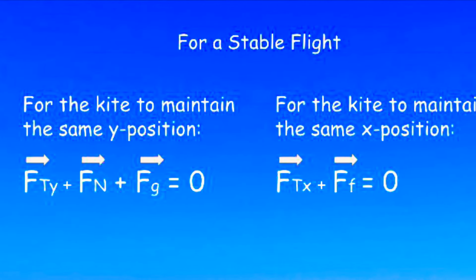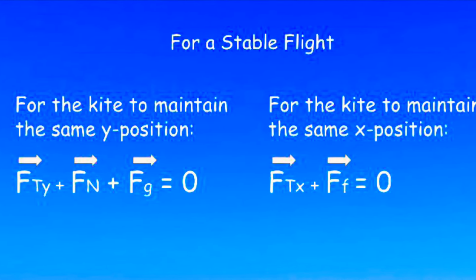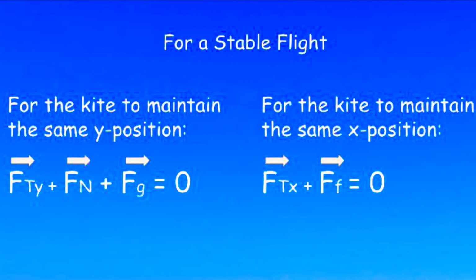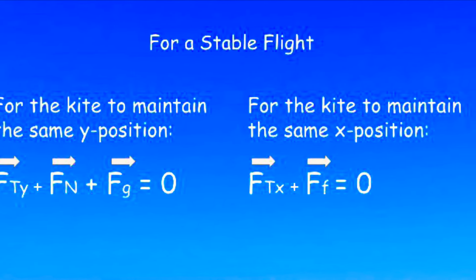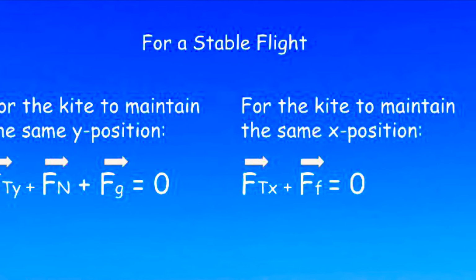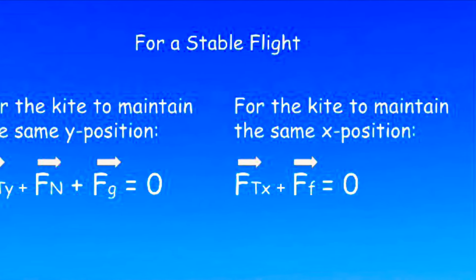And for the kite to stay in the same x position, the sum of the force of friction and the x component of the tension force must also equal 0. Therefore, the use of tension force is very vital for controlling and manipulating the flight of the kite.